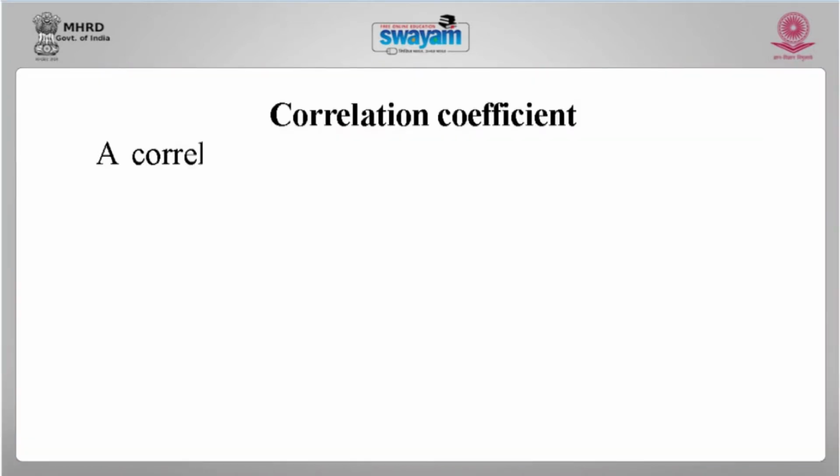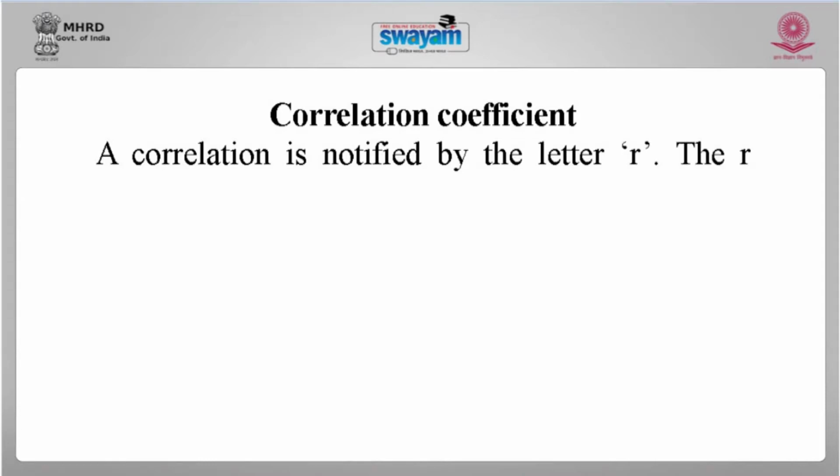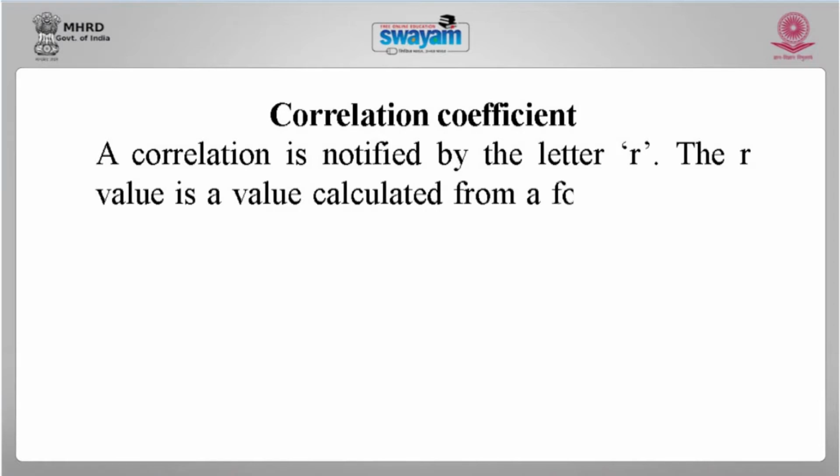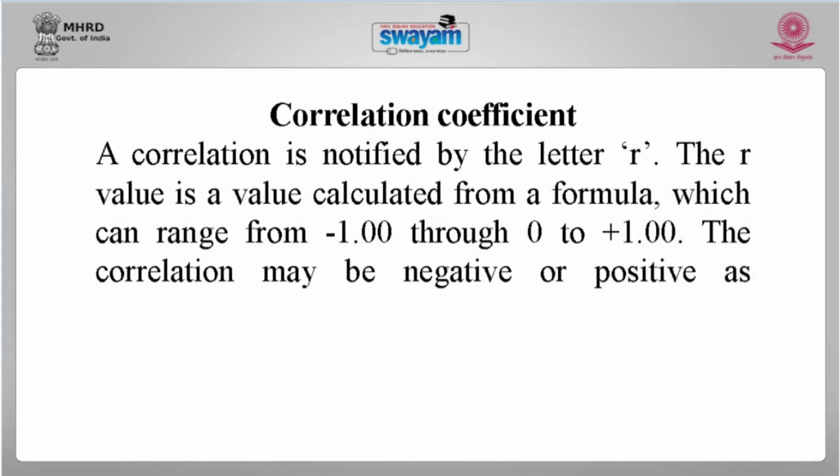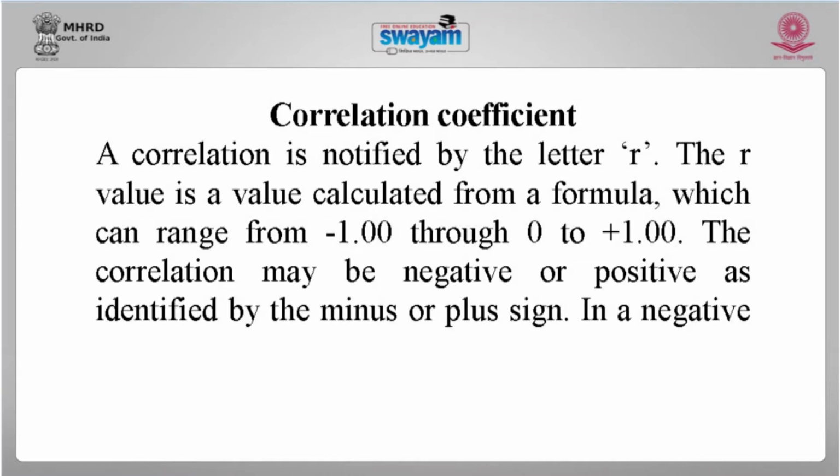Now, we can discuss the correlation coefficient. A correlation is denoted by the letter R. The R value is a value calculated from a formula which can range from -1 through 0 to +1. The correlation may be negative or positive as identified by the minus or plus sign.